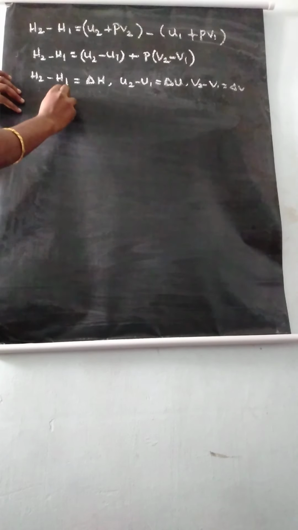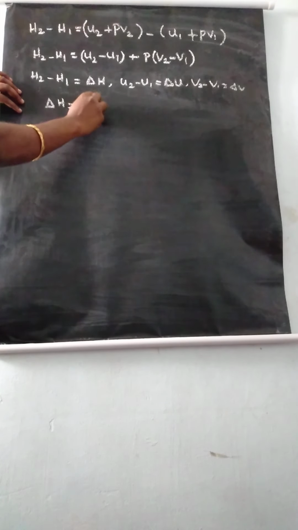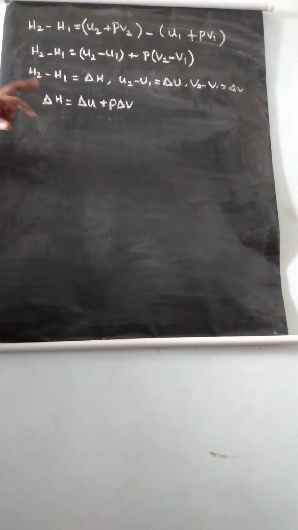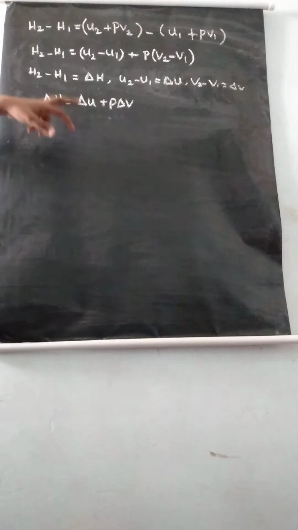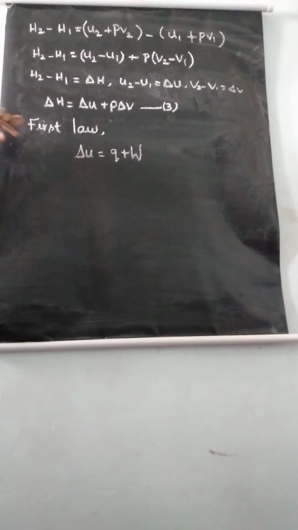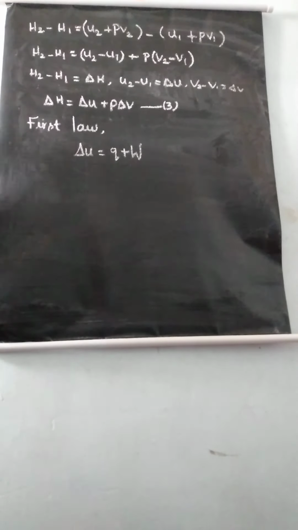Total equation: delta H is equal to delta U plus P delta V. You got the answer. Consider this equation 3. Already two equations we considered, so this is equation 3. According to the first law of thermodynamics, you know the formula: delta U is equal to Q plus W.